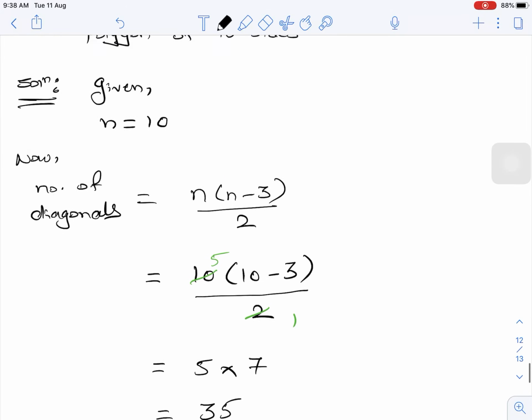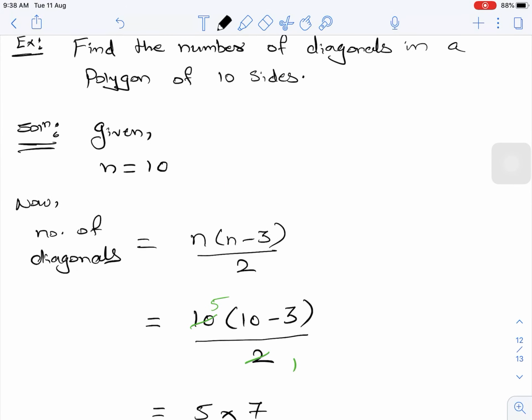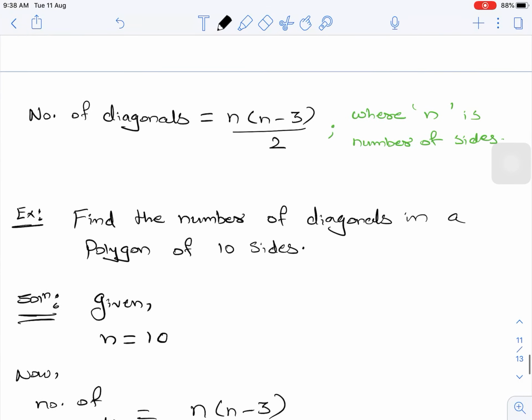In this way we have to find the number of diagonals if the number of sides is given. I hope you all have understood this video.